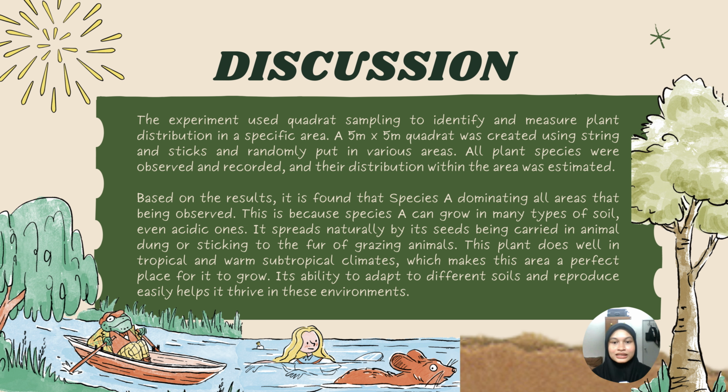Based on the result, it is found that species A dominated all areas that were observed. This is because species A can grow in many types of soil, even acidic ones. It spreads naturally by its seeds being carried in animal dung or sticking to the fur of grazing animals. This plant does well in tropical and warm subtropical climates, which make this area a perfect place for it to grow. Its ability to adapt to different soil and reproduce easily helps it thrive in this environment.